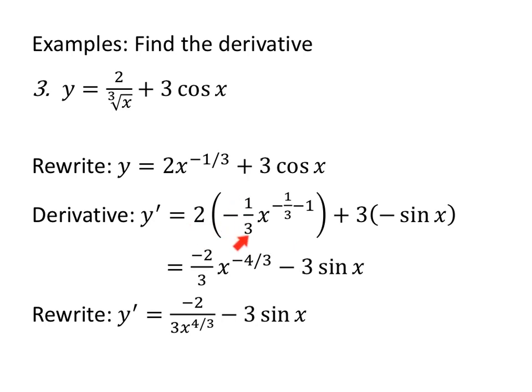Multiply, 2 times a negative 1/3 is a negative 2/3. Negative 1/3 and a negative 1 makes negative 4/3, minus 3 sine of x. And then I rewrote it as y prime equals negative 2 over 3x to the 4/3, making a positive exponent, minus 3 sine of x. I didn't put this back in root notation, as maybe I should have, but roots and rational exponents, very similar. One is not necessarily any better than the other.